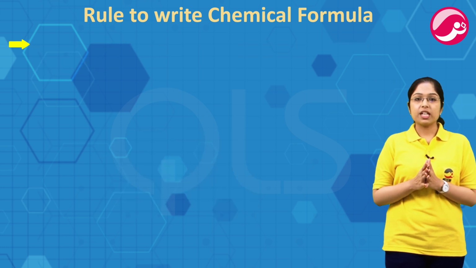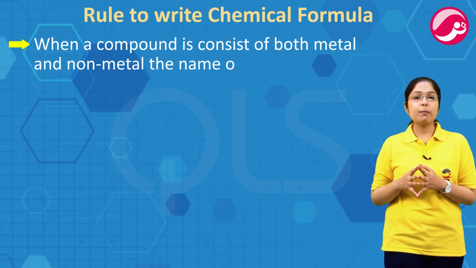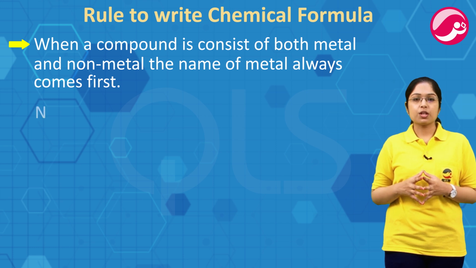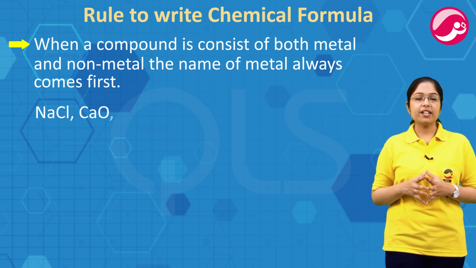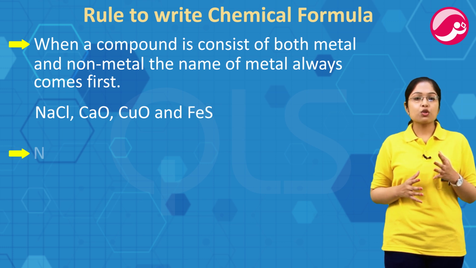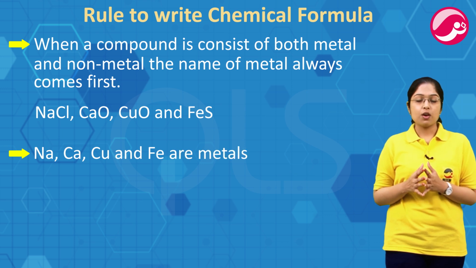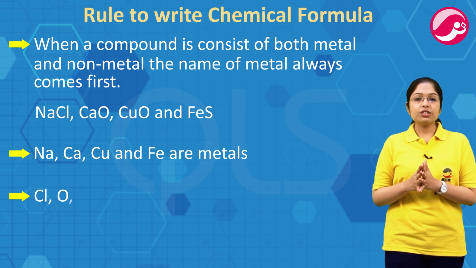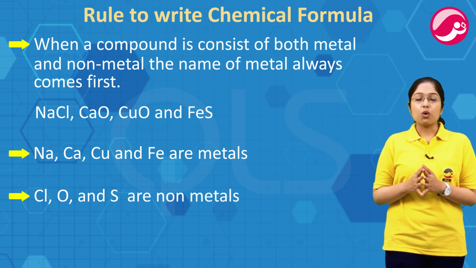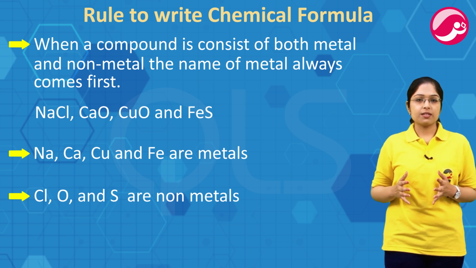The second rule is when a compound consists of both metals and non-metals, the name of the metal always comes first. Let's take example of some compounds. Sodium chloride, calcium oxide, copper oxide, ferric sulfide. Here, sodium, calcium, iron and copper are metals, while chlorine, oxygen and sulfur are non-metals. So, metals को हमेशा पहले लिखा जाता है and then non-metals.